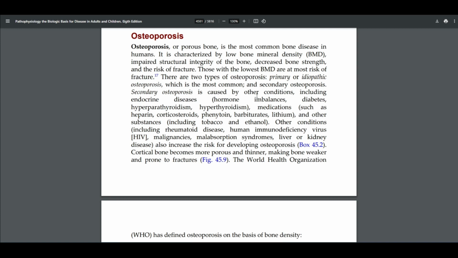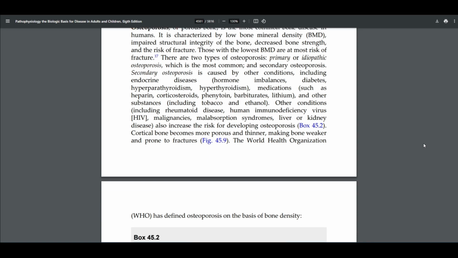There are two types of osteoporosis: primary or idiopathic osteoporosis. Which is the most common? The secondary osteoporosis. Secondary osteoporosis is caused by other conditions, including an endocrine disease, medication, and other substances. Other conditions, including rheumatoid disease, HIV, malignancies, malabsorption syndromes, liver or kidney disease, also increase the risk for developing osteoporosis.